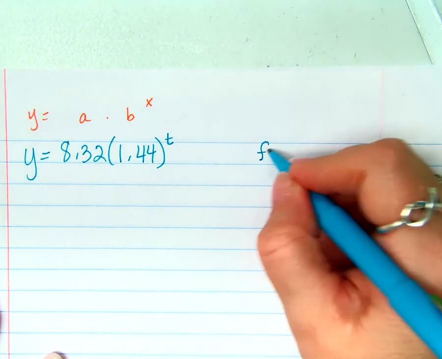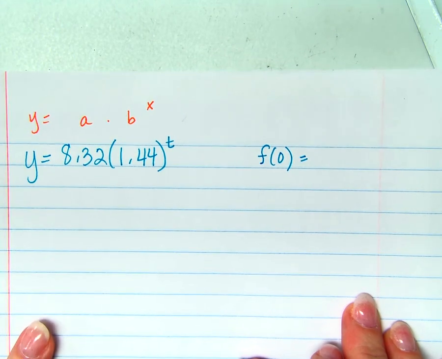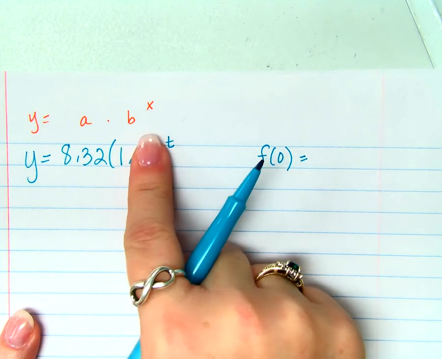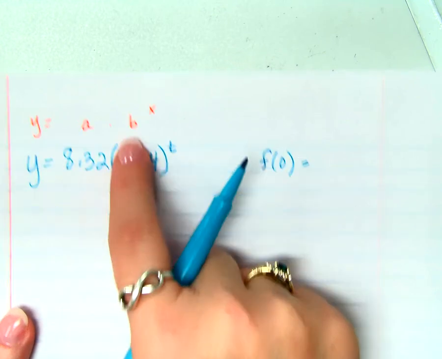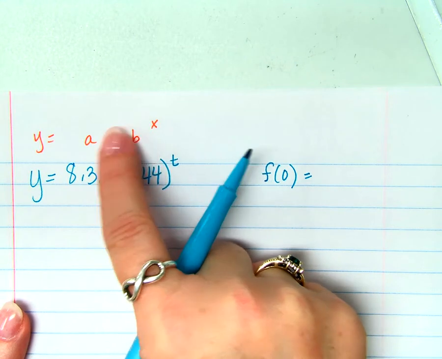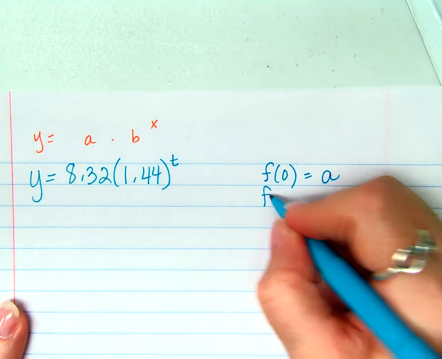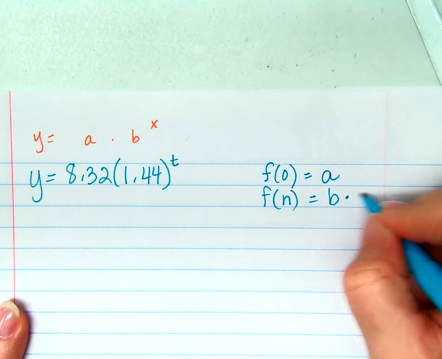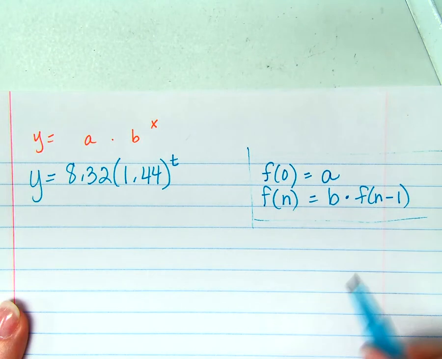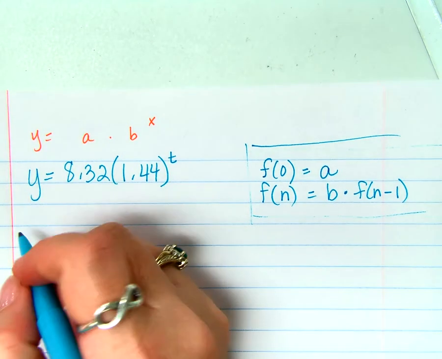Well, it tells us that f of 0, what was that? What did it tell us that f of 0 was? When x equals 0, or t in this case, what happens when t equals 0? What's this value right here? A 1. Well, what's 1 times 8.32? 8.32. So what if we were talking about right up here in this general model? If x is 0, this is 1. 1 times a is a. So guess what f of 0 equals? A. And then you need to know this. F of n is going to equal b times f of n minus 1. This is the general function that we're going to use today in our homework. Okay? So if we're doing this particular example right here, what is f of 0?